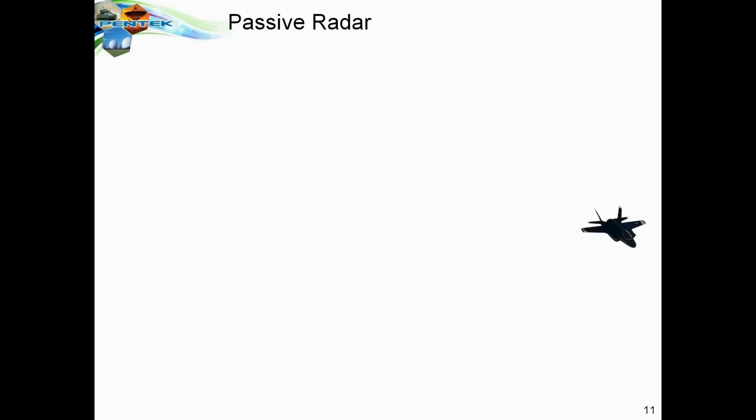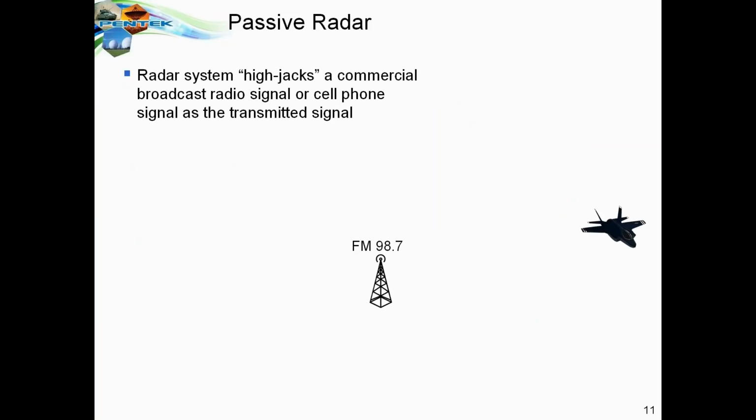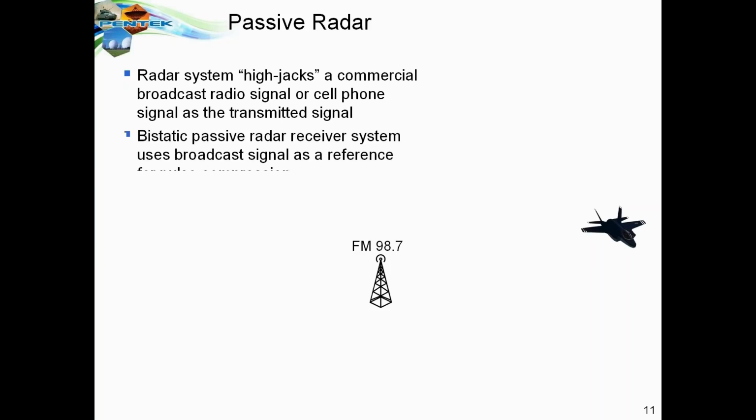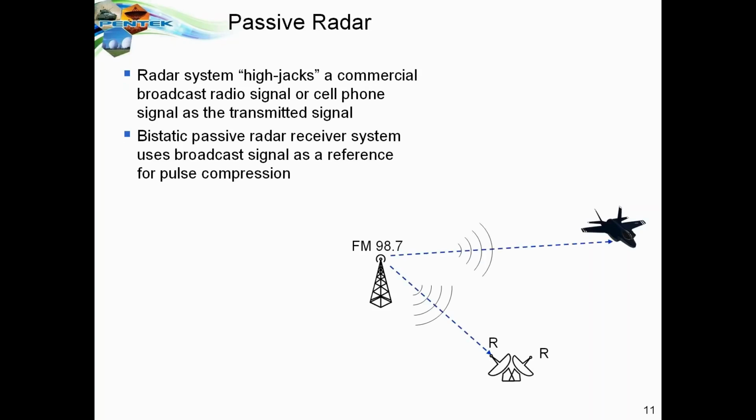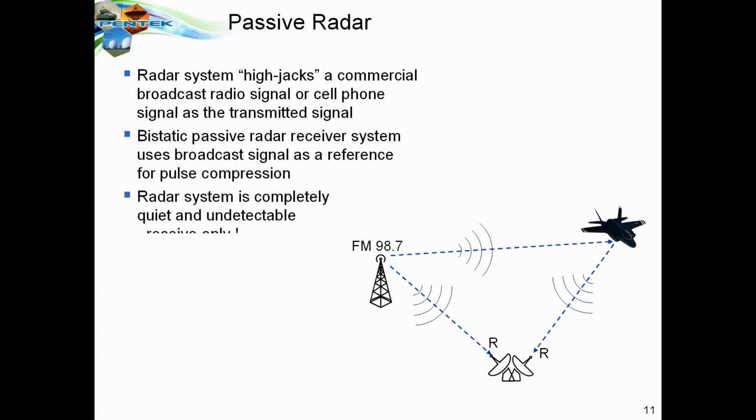Passive radars are becoming increasingly popular. Here, the radar system hijacks a commercial broadcast radio signal like an FM station or a cell phone signal as the transmitted signal. Then using bistatic array, where you have an antenna located remotely from that broadcast station, you can use pulse compression to take the signal that's coming from the transmit tower as your reference pulse and take the signal that's coming from the target reflected back as your return pulse. And thereby, pulse compression can actually separate the unique signal that's being returned from the target.